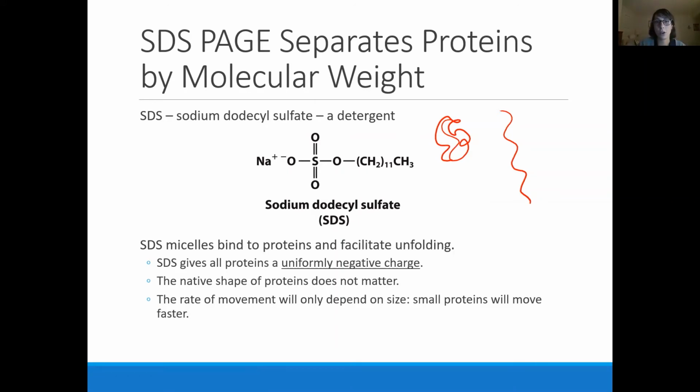It also takes all of the amino acids and gives the whole protein a uniform negative charge. That means that the protein is no longer charged in different ways. So protein A and protein B, which might have had two different charges, now they're both negatively charged. This type of gel makes everything uniform except for its size. And so the rate that a protein will move through the gel is only dependent on its molecular weight, its size.